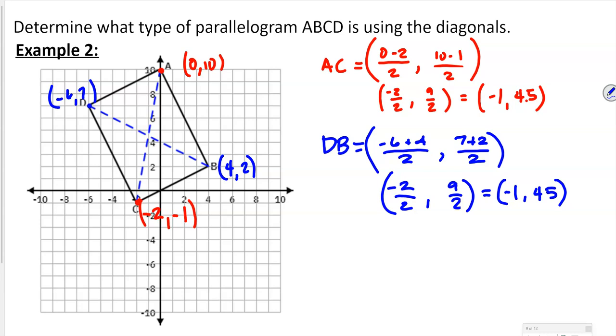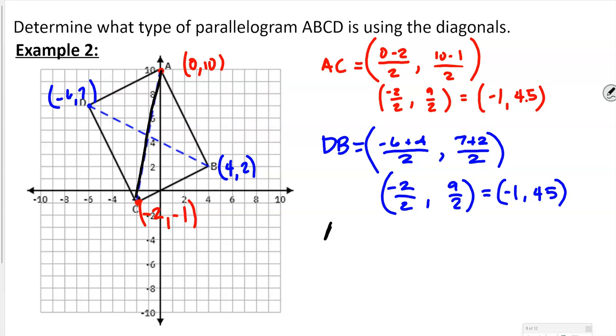So because these midpoints are the same, we can say this is a parallelogram, okay? This is all this proves, is that this is a parallelogram, because the midpoints are the same. So now, what are we going to talk about? We're going to talk about the diagonals, okay? I want to see if these diagonals are the same length, because I think, based on what I see, that this is probably a rectangle.